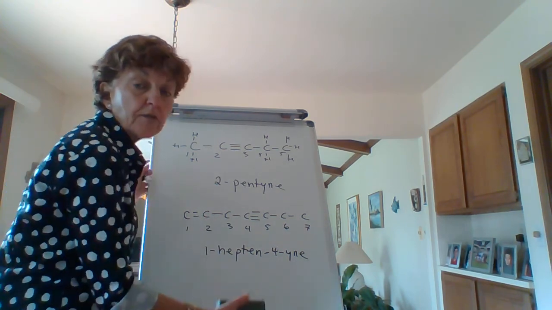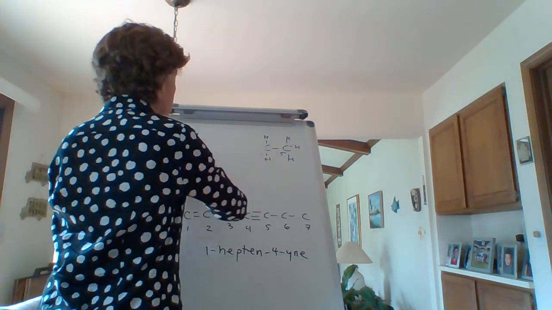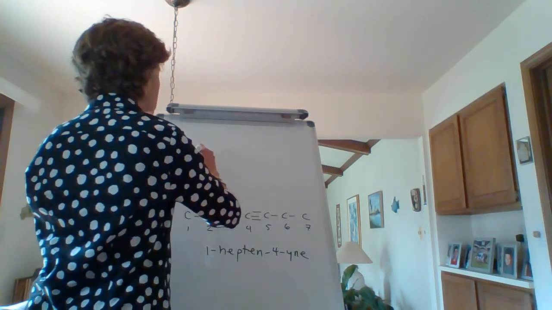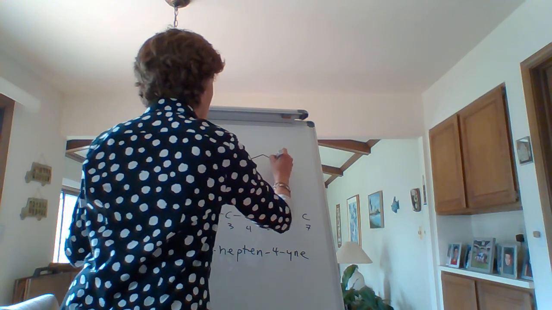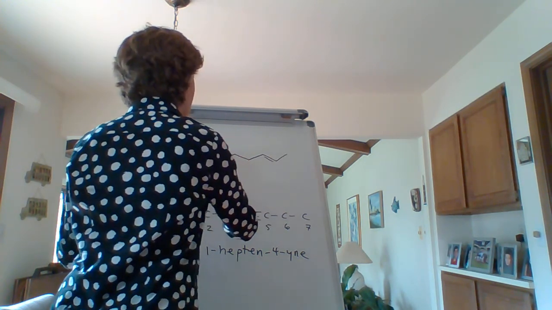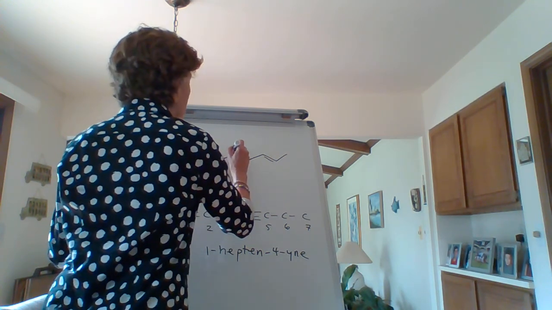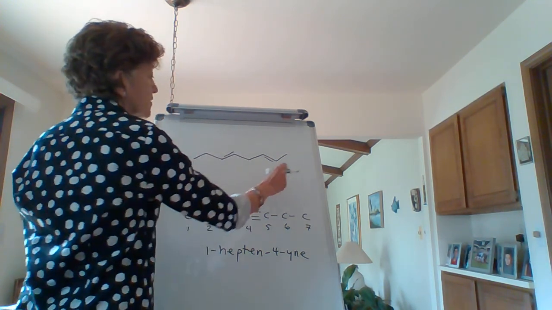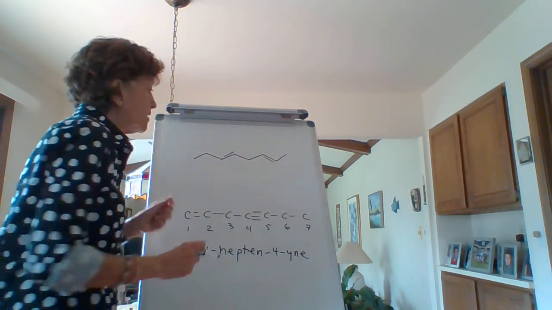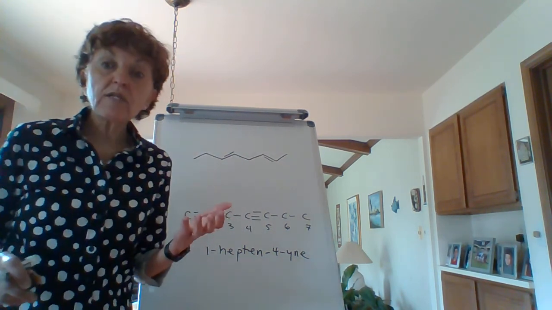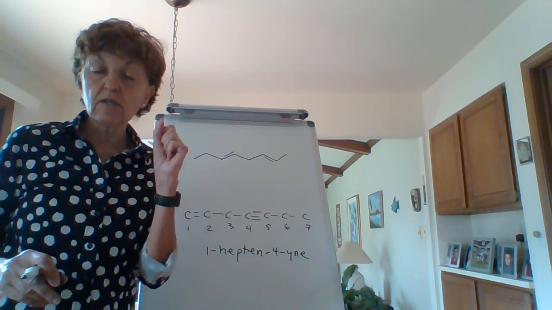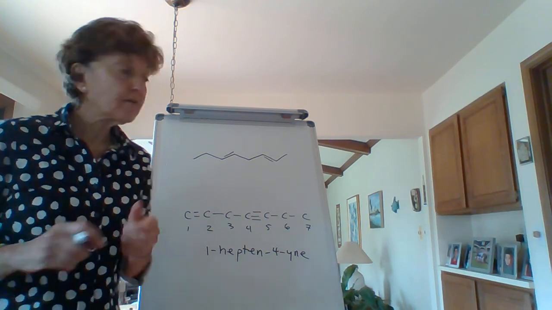Sometimes you have 2 double bonds or 2 triple bonds. So let's just do an example of 2 double bonds. So let's just do this, line drawing. Let's have a double bond here and maybe a double bond over here. All right, so let's count the number of carbons. 1, 2, 3, 4, 5, 6, 7, 8. So if it was just 1 double bond, it would be an octene, but because we have 2 double bonds, we're going to call it an octadiene. Okay?